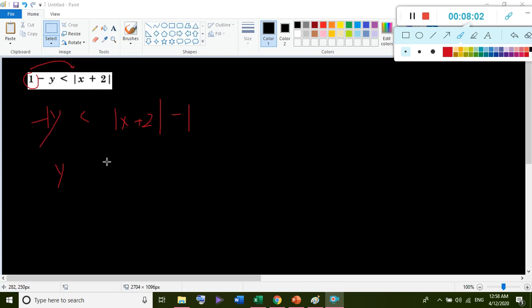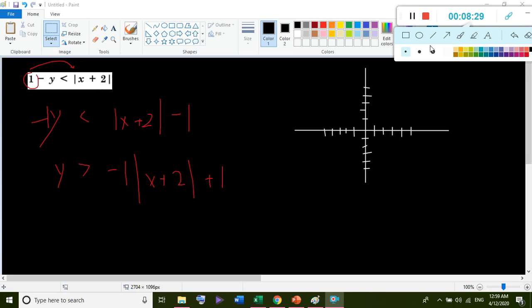When we multiply or divide by a negative, we flip the sign that we have here. So it's going to be greater than. We're going to multiply -1 with this and -1 with this. So it's going to be y greater than -|x + 2| + 1. Okay? Now we have to graph.